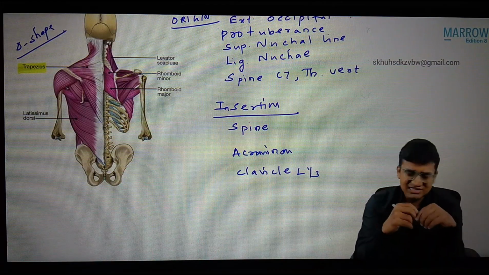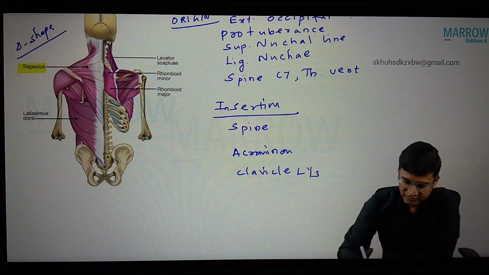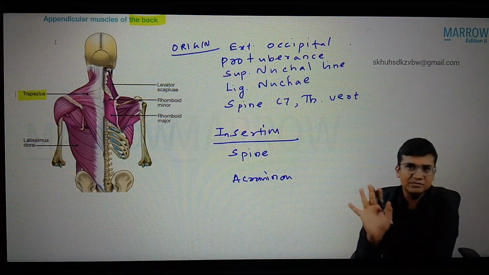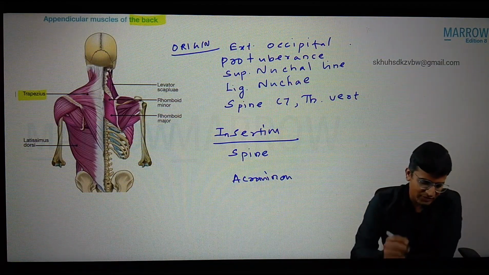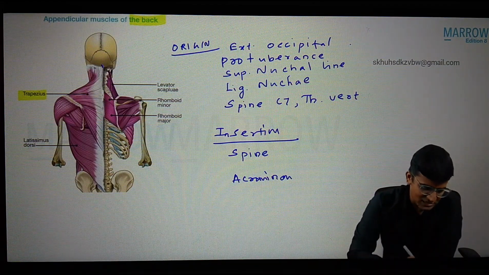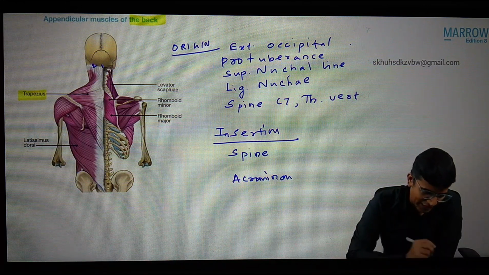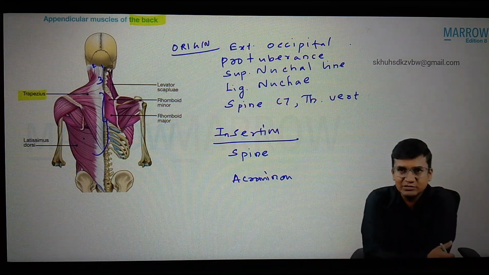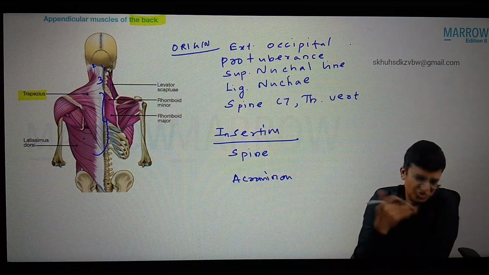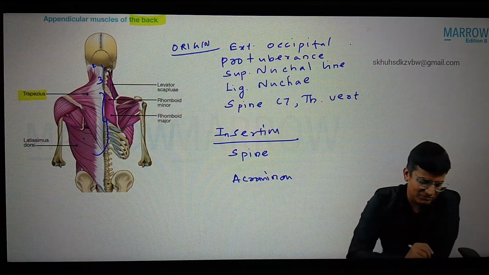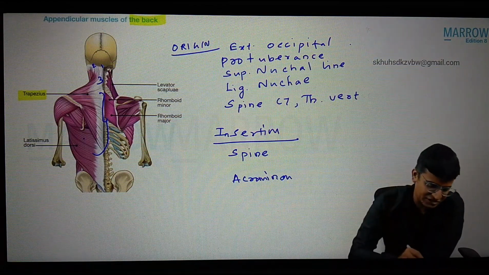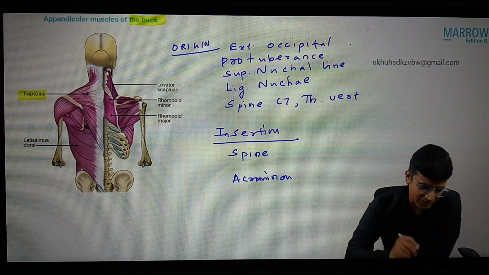Now origin, they won't ask you. For completion's sake, I'm writing origin, no need to know. Just remember some basic points. It originates from the external occipital protuberance and superior nuchal line, ligamentum nuchae, and the spines of the thoracic vertebrae and C7. No need to know the exact origin. Just see the diagram. Origin from the occiput bone and the thoracic spine. If you know that, more than sufficient.